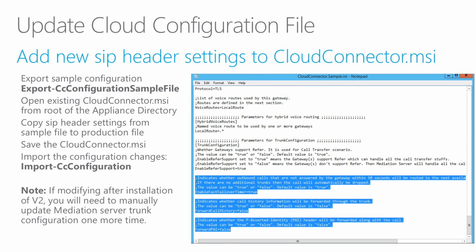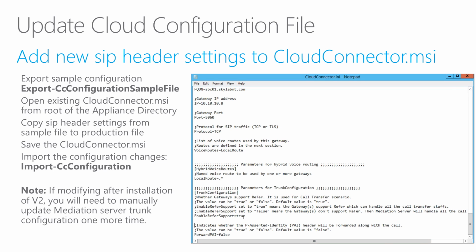Then copy the last 3 sections from the trunk configuration into your clipboard. Open your production INI file and paste those values. Note that depending upon your upgrade path from previous builds, you may already have a ForwardPAI section. If you do and the value's not false, either take care to not overwrite this section or be sure to set the ForwardPAI back to true after pasting in the values from the sample file.